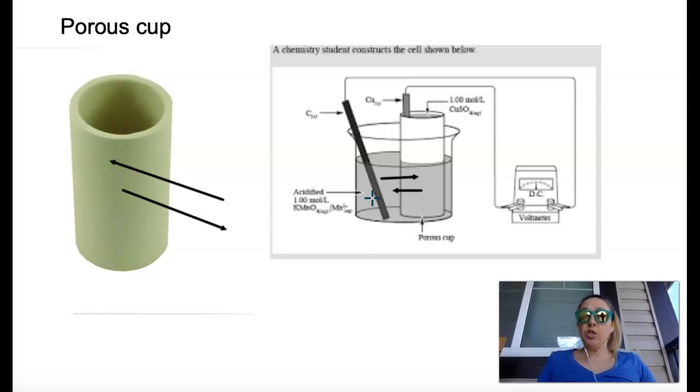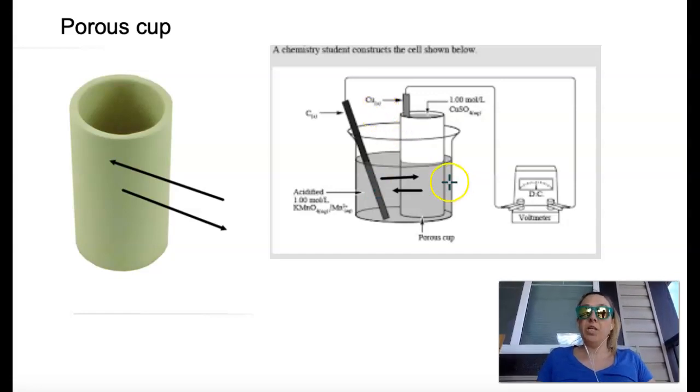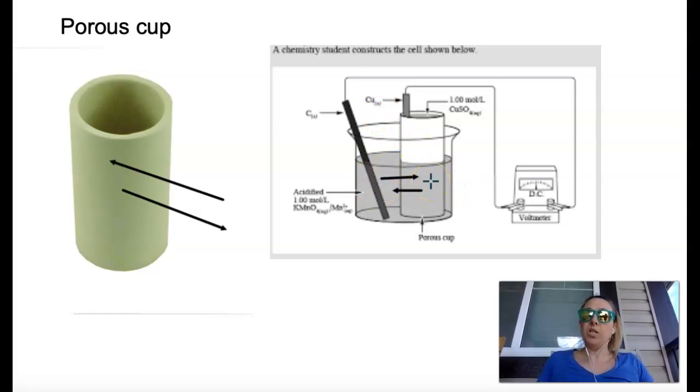So the advantages of the porous cup are that it takes less room and requires less materials. The disadvantage is that they tend to contaminate a lot faster because the ions move directly through, whereas we don't get that same level of contamination when we build two separate cups.